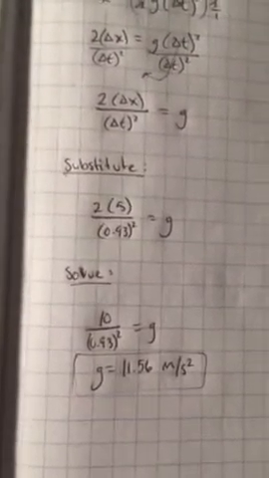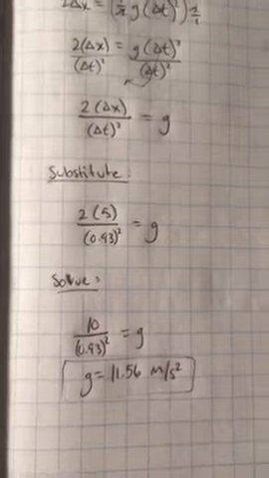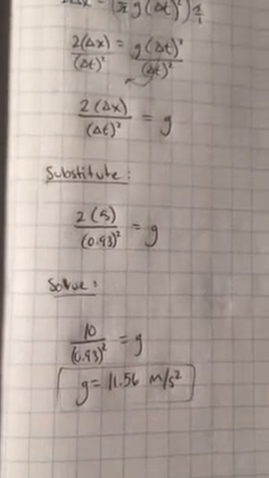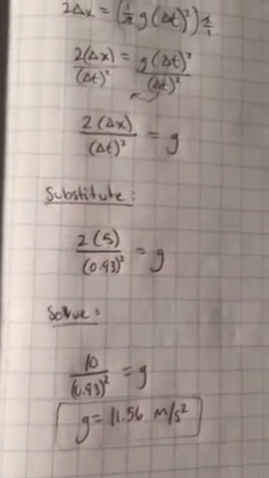So we would substitute those values, and then we would solve, and for our experiment we got 11.56 meters per second, oh, second squared, my bad, would be our acceleration.